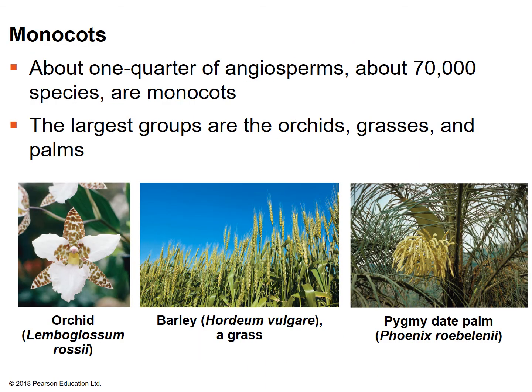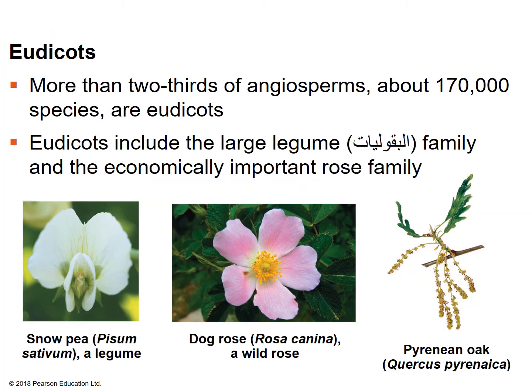Monocots. About 70,000 species are monocots. The largest groups are the orchids, grasses like barley, wheat, rice, and so on, and palms over here. Eudicots. More than 2/3 of angiosperms are eudicots, about 170,000 species. Eudicots include the large legume family and the economically important rose family.